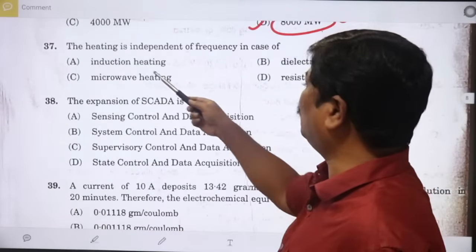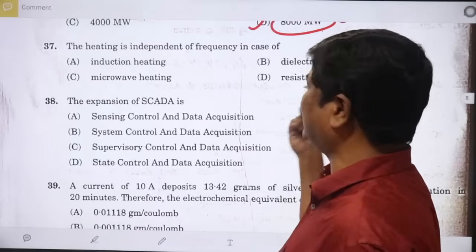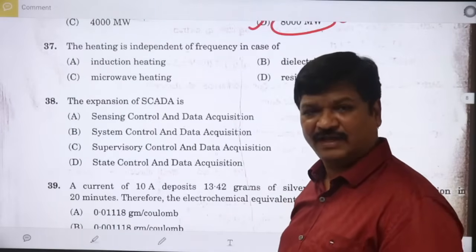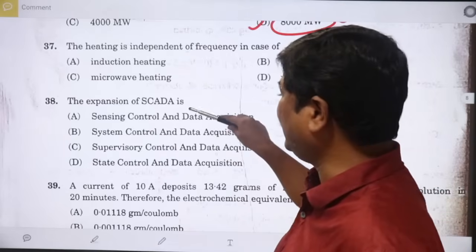I think heating is independent of frequency means resistance only, na? Because resistance is independent of frequency, simply. Of course, I will explain all.